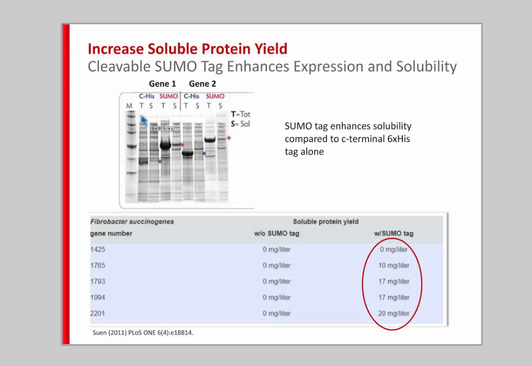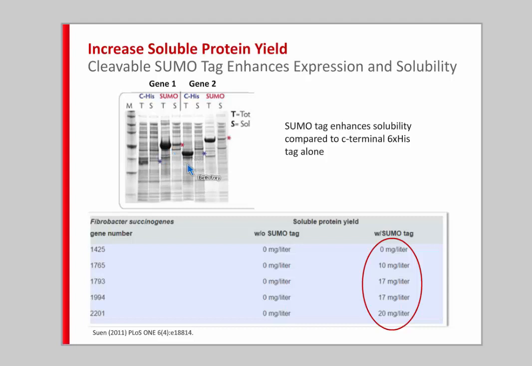The T up top is for total protein, and the S is for soluble protein. So in the case of gene 1, without the SUMO tag, there was very little overall protein expression, and literally no soluble protein. And for the SUMO tag version, we had a big increase in the amount of expressed protein and an increase in the amount of soluble protein as well.